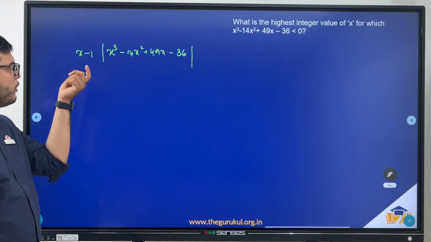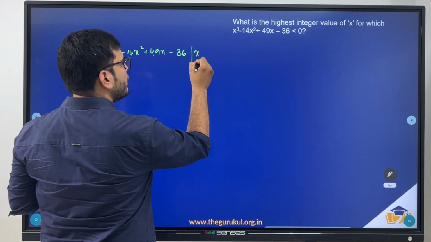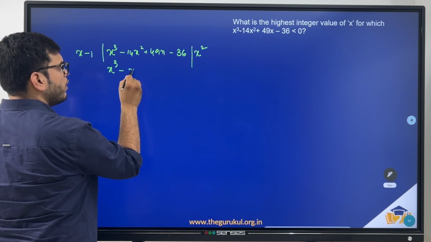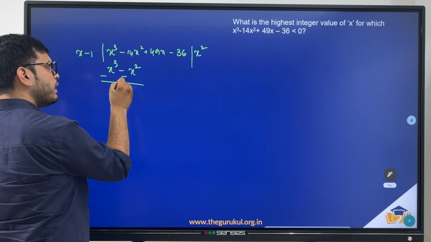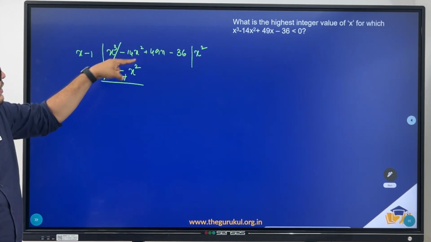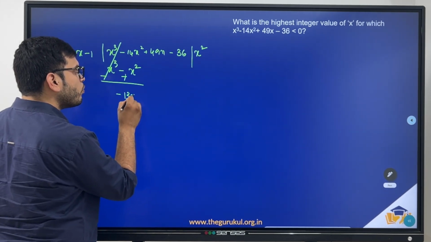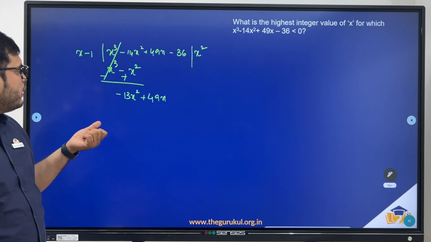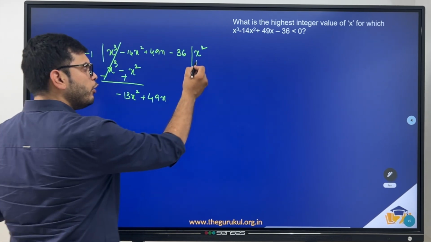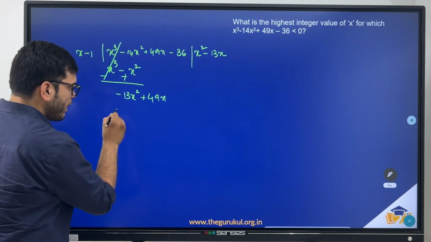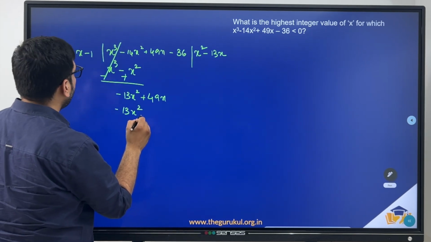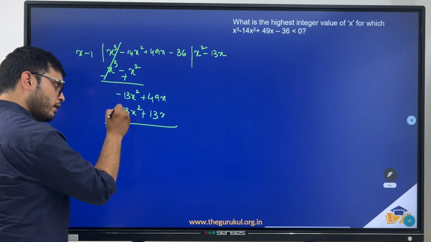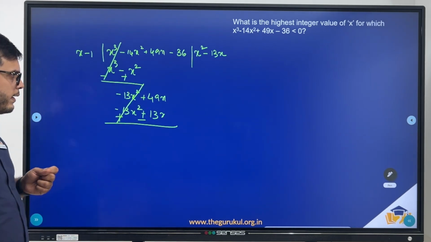Now let me divide this polynomial by x minus 1. I need to multiply this with x square so that I'll get an x cube term here. So x cube minus x square. Now on subtracting, these two will get cancelled. Now minus 14x square plus x square is minus 13x square, and bring down this term 49x. Now with what should I multiply to get minus 13x square here? I need to multiply that with minus 13x. So you'll have minus 13x square and plus 13x here. So again subtracting, this will become plus, this will be minus, these two will get cancelled.